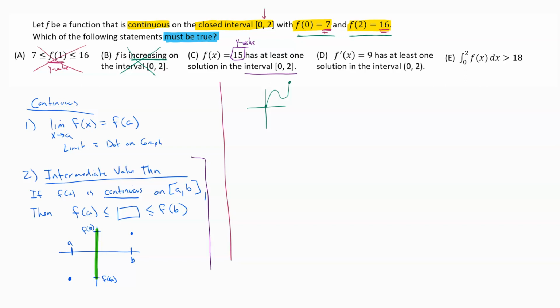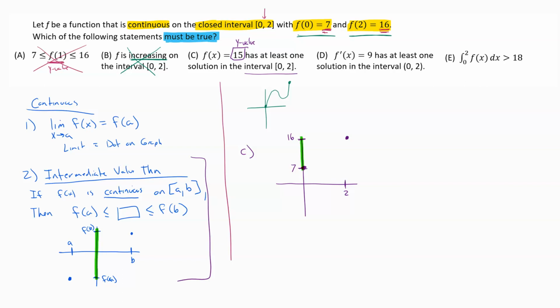Well, this really is sort of taking advantage of our intermediate value theorem. If we look at option C right now, if I drew out just a little graph of what we have, I know that at 0, I would have this dot here at 7, and then over at 2, I would have a dot up here at a y value of 16. And so by the intermediate value theorem, I know that I'm guaranteed every y value between 7 and 16.